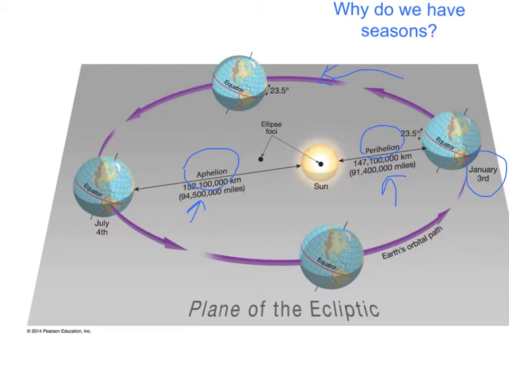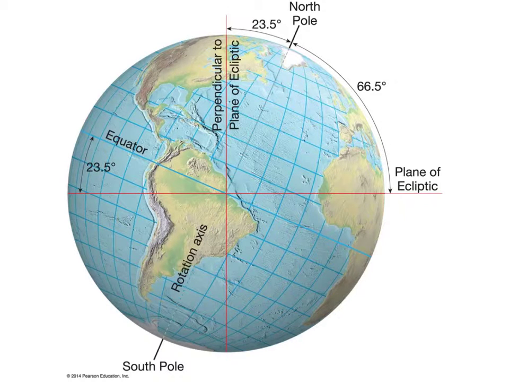So aphelion and perihelion are two designations to indicate when we're farther away or closer to the sun. To understand why we have seasons, we have to look at our tilt, right? So the Earth's tilt. Okay, so we are tilted.